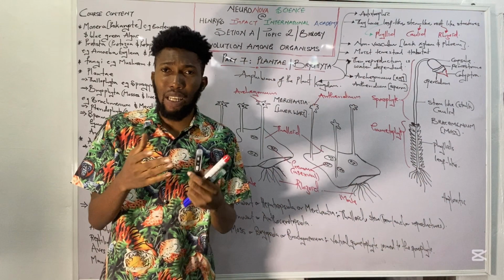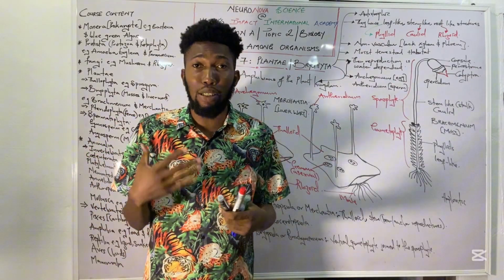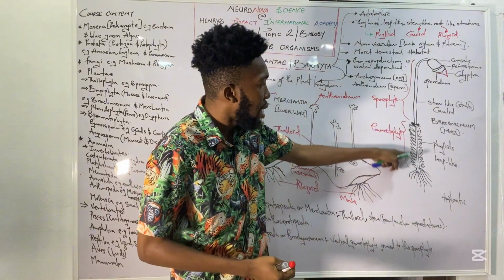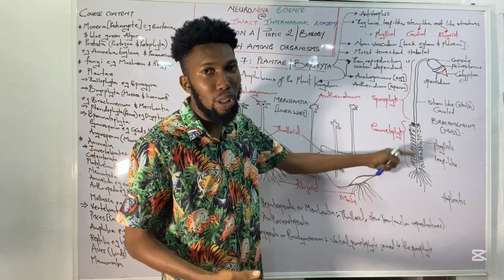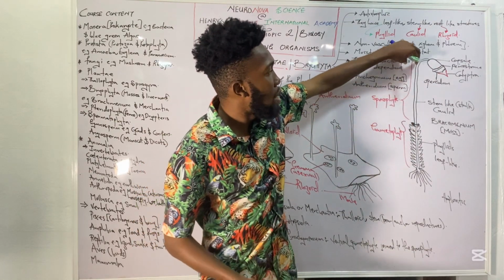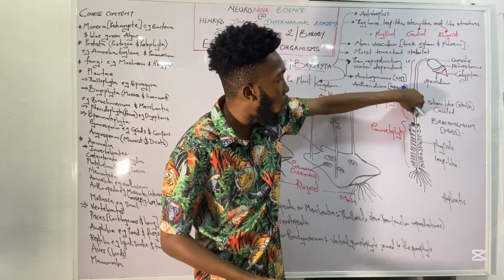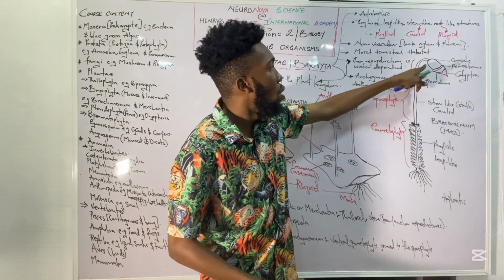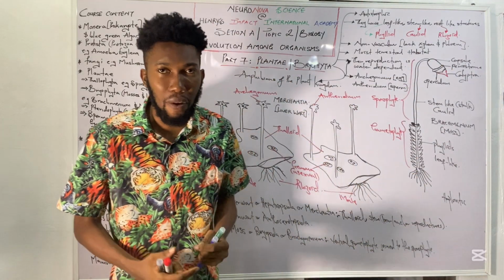So in haplontic life cycle, what did you say? The gametophyte stage is dominant, which is the haploid stage. So this stage here is dominant and independent of the sporophyte. As you can see, the sporophyte depends on the gametophyte because you can see it found its anchorage on the gametophyte to derive nutrients in order to also produce its spores effectively.